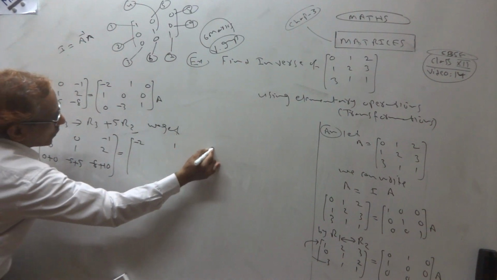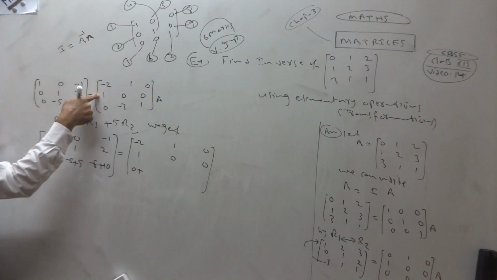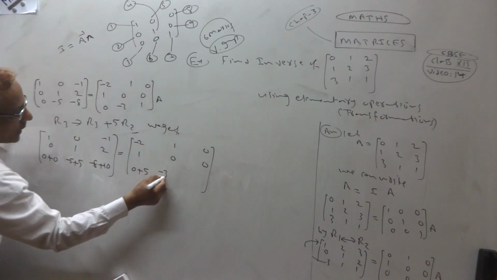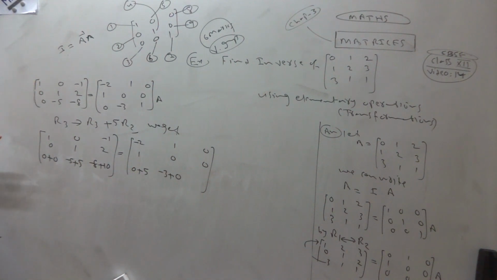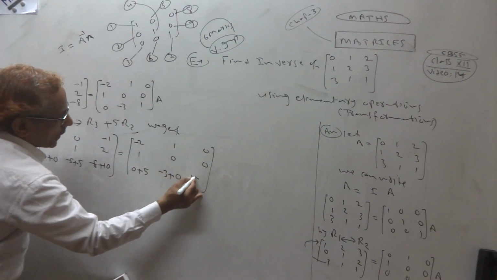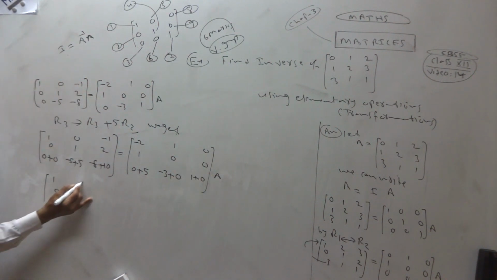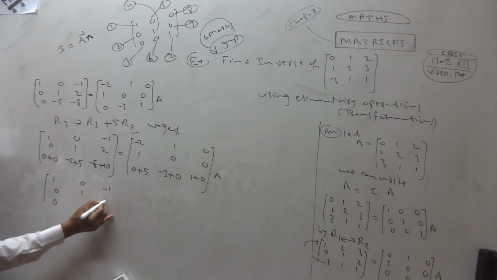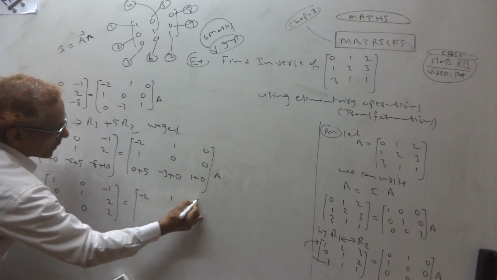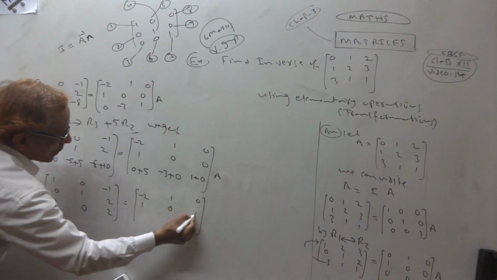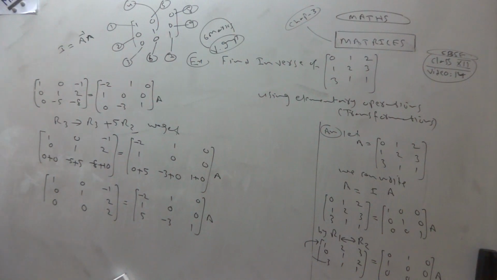Minus 2 1 0 1 0 0 0 plus 5 ones are 5. Minus 3 plus 5 into 0. R3 plus 5 R2, 1 plus 5 into 0. Yes. So what are we getting? 1 0 0 0 1 0 minus 1 2 2 is equal to minus 2 1 0 1 0 0 5 3 1 8. So you can understand, right?